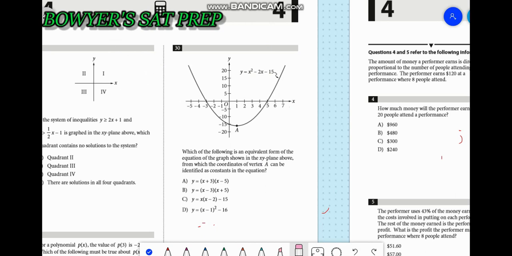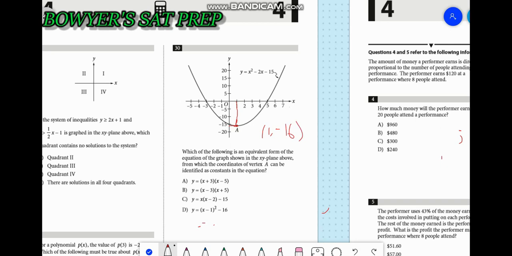So let me go over again. They said which of the following is an equivalent form of the equation of the graph shown in the xy plane, from which the coordinates of the vertex can be identified. So you are looking for a vertex form. This is our vertex, right? You are looking for the coordinates of the vertex. So the coordinates of the vertex are x is 1, and y is minus 16.